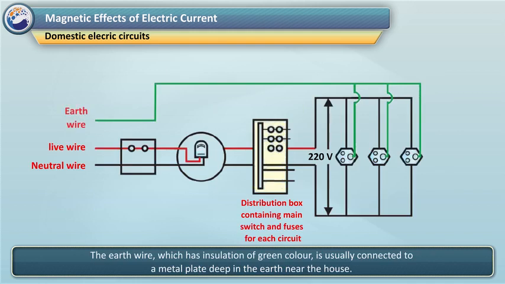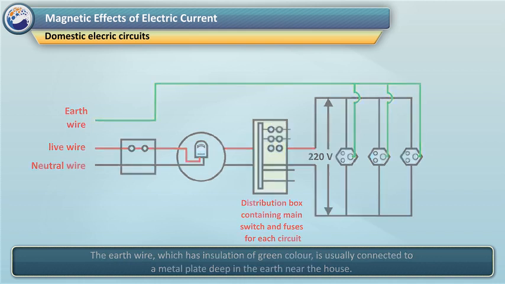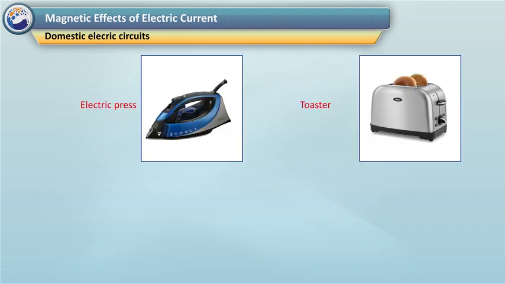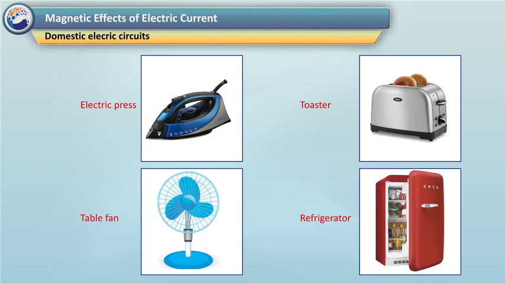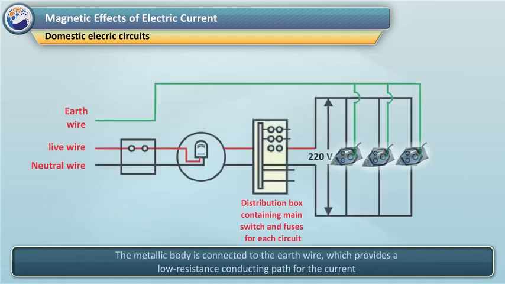The earth wire, which has insulation of green color, is usually connected to a metal plate deep in the earth near the house. This is used as a safety measure, especially for those appliances that have a metallic body, for example, electric press, toaster, table fan, refrigerator, etc. The metallic body is connected to the earth wire, which provides a low resistance conducting path for the current.